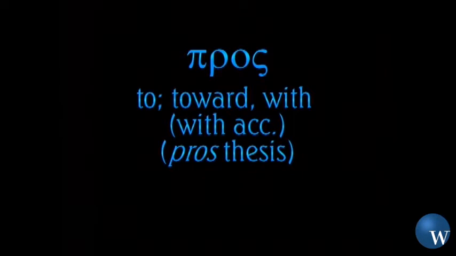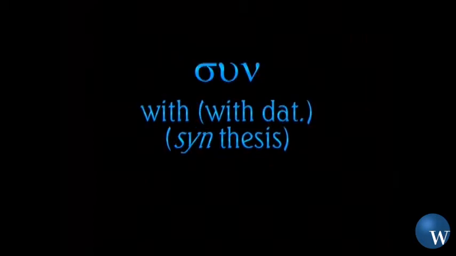And then pros, to or towards, with the accusative. We found with the accusative, a prosthesis. Our word prosthesis comes from that word. All right, let's take a look at the next word. Then the word sun, which means with, and it will be followed by a word in the dative case. Our word synthesis comes from that word. Okay, sun. All right, let's take a look at the next word.